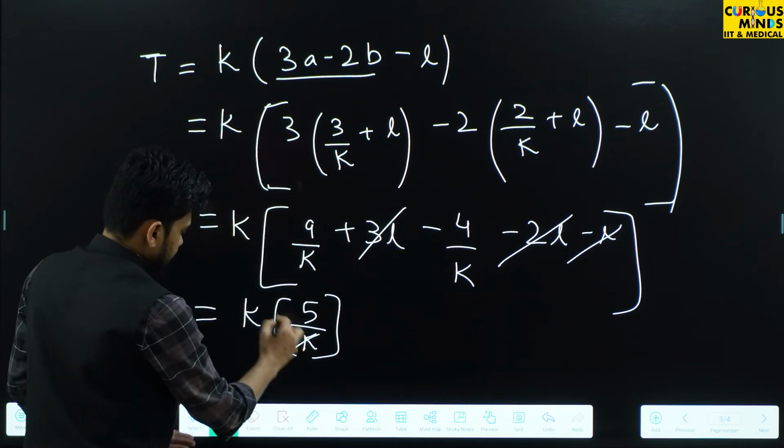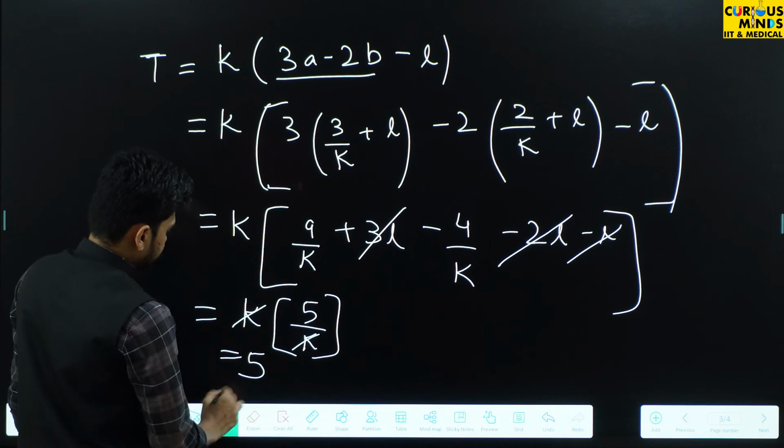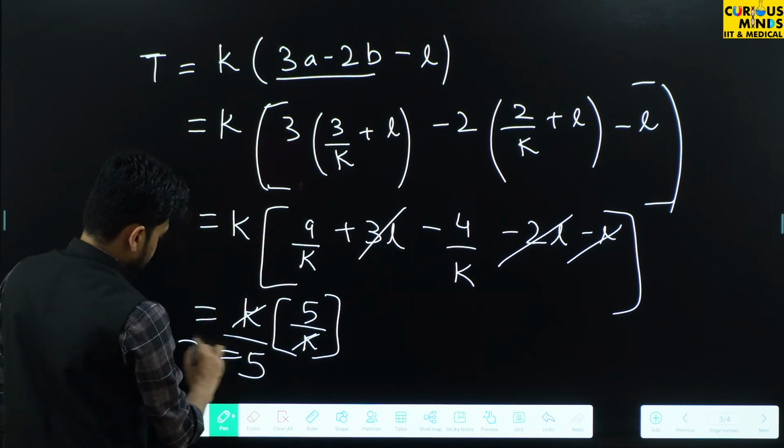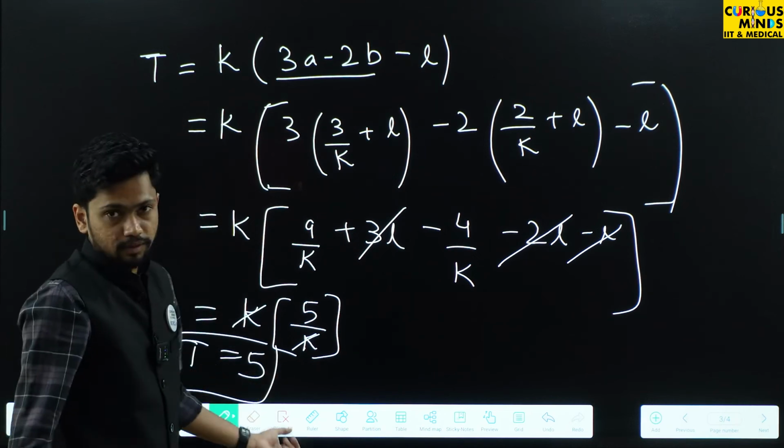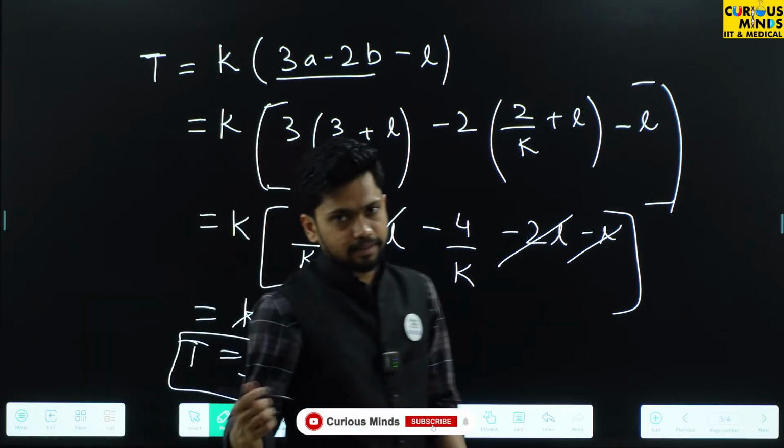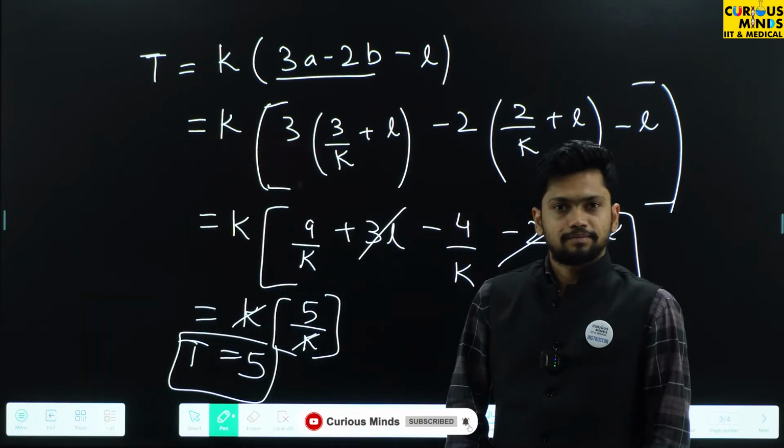Again, K cancels, and the answer that we get, the required tension, is 5 newtons. Everything is in SI. So the answer is 5.